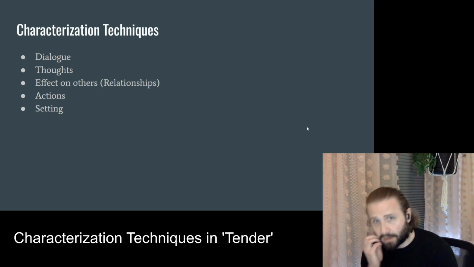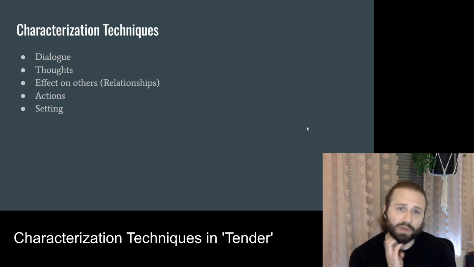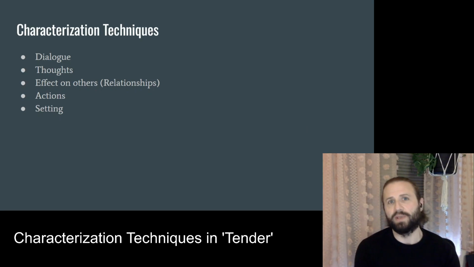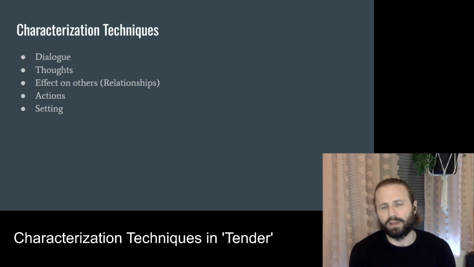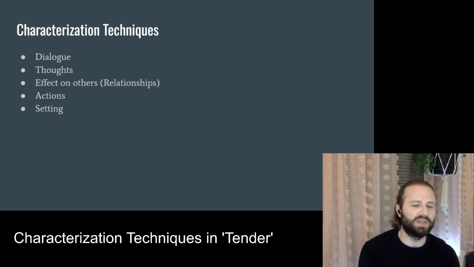So characterization techniques used in Tender, we're going to look at, just like last week, there's a few this week that might be a little bit new, okay? But mostly in this story, we're going to talk about dialogue, thoughts of the characters. Relationships, of course, are a big one in this because it's mostly about two friends. And actions. Remember, actions, what characters do, everyone. This is some of the most effective ways to understand how characters operate.